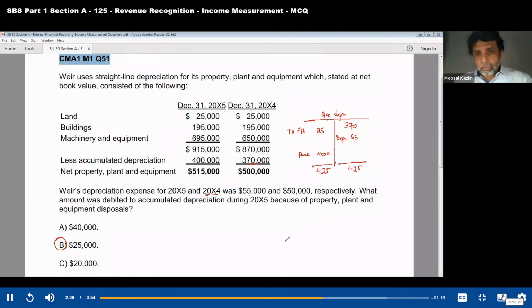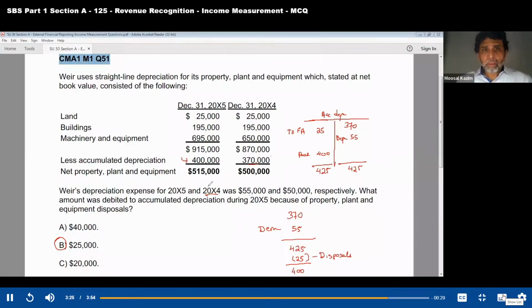I can do it the other way also. Right? If you want to do it without the T account, they started with the 370 balance of 2004. The depreciation during the year was 55. So the account should have a balance of 425, but it has a balance of 400. The closing balance was 400. So 25 was removed due to disposals. So we can do it this way as well.